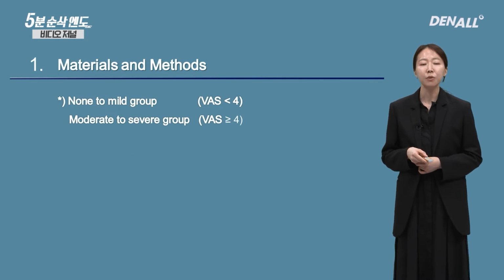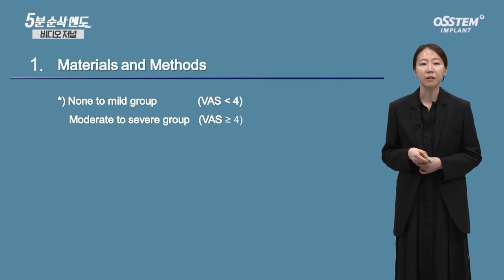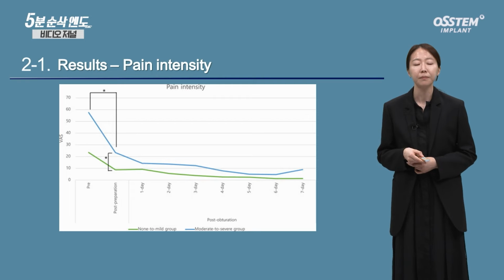Depending on pre-op pain level, the subjects were divided into 2 groups. Those with less than VAS score 4 were classified as the non to mild group. Those over 4 were classified as the moderate to severe group. Changes in pain were evaluated.